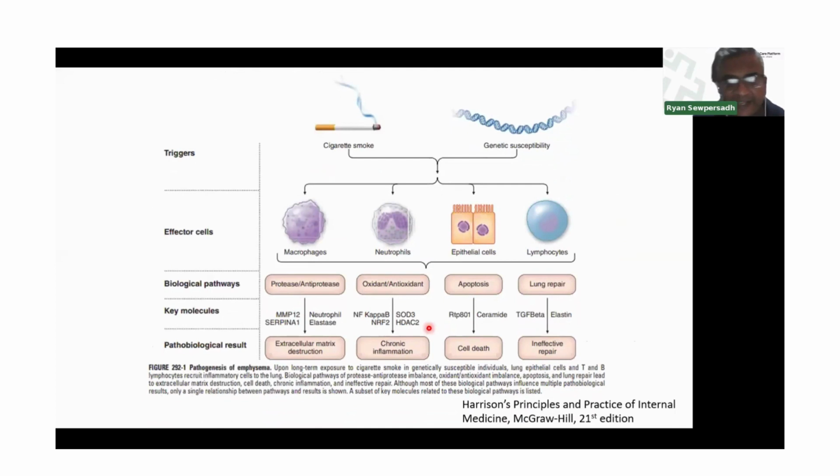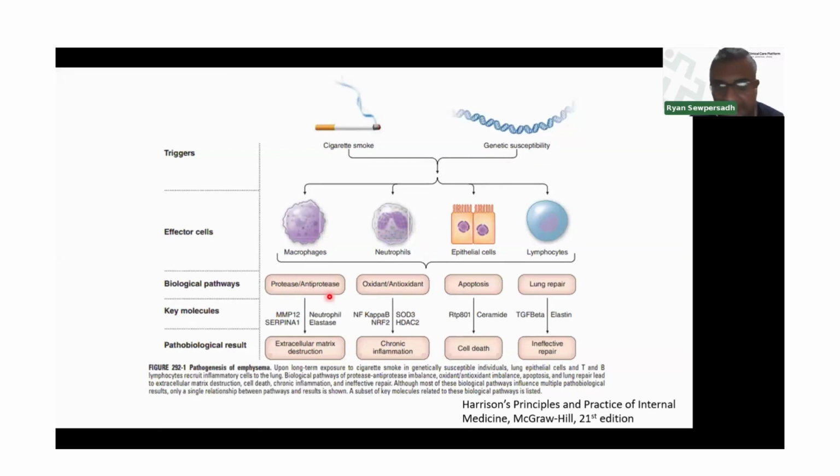That's a nice diagram here taken from Harrison's, which shows us the triggers, the effector cells, the biological pathways, the key molecules, and the pathobiological results. So triggers, we know, are cigarette smoke and genetic susceptibility, right? And these then cause the effector cells to kick into action. You've got the alveolar macrophages, the neutrophils, the epithelial cells lining the conducting airways and the alveoli, and you've got the lymphocytes, right? Regarding biological pathways, remember, we're going to have an imbalance of proteases and antiproteases, right?